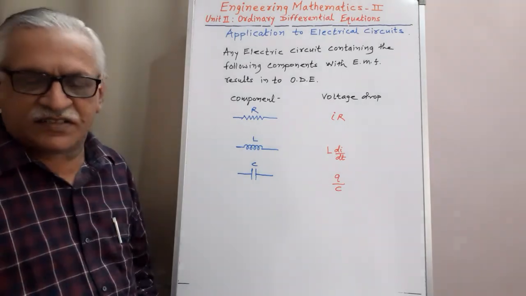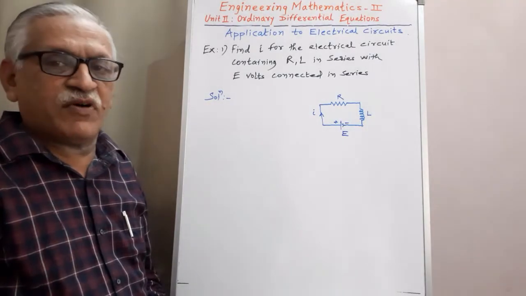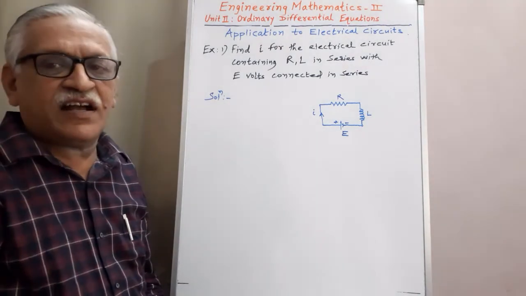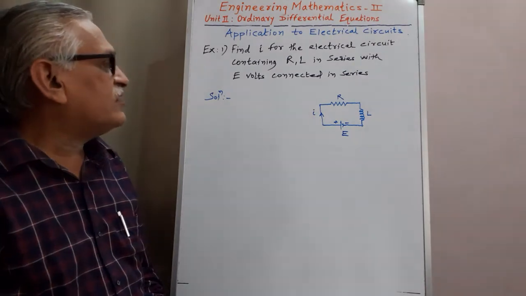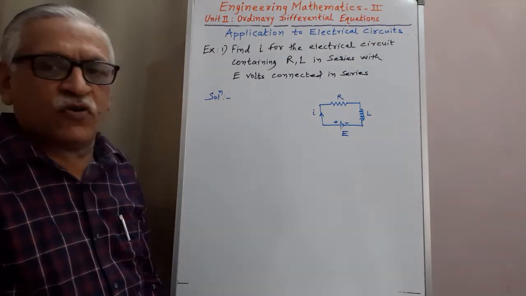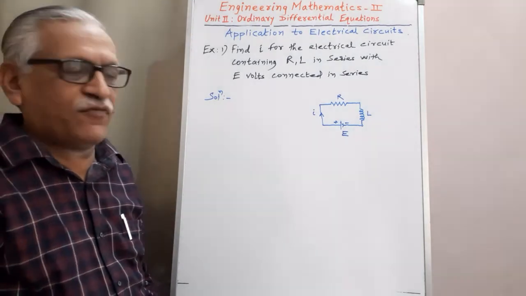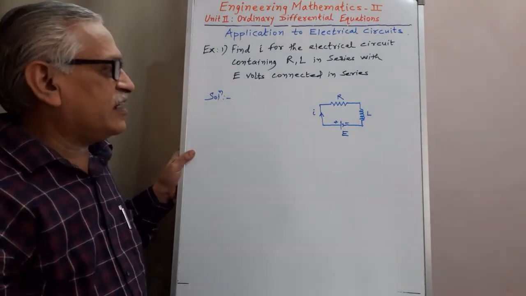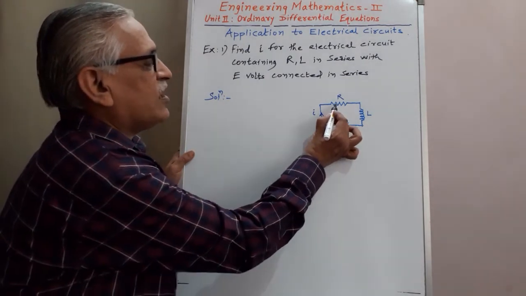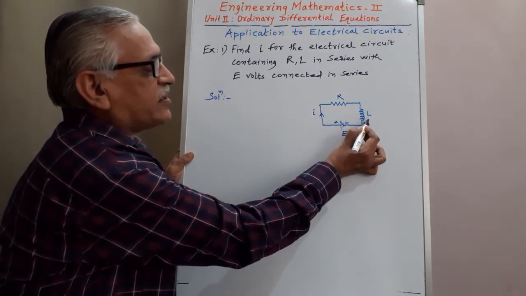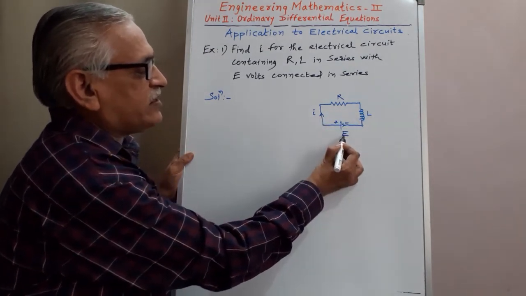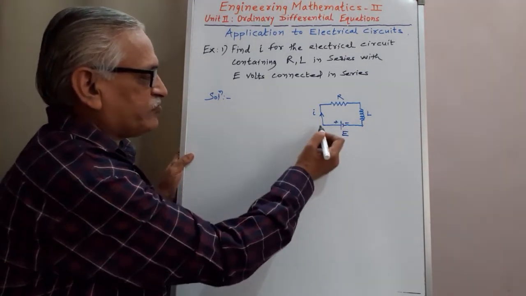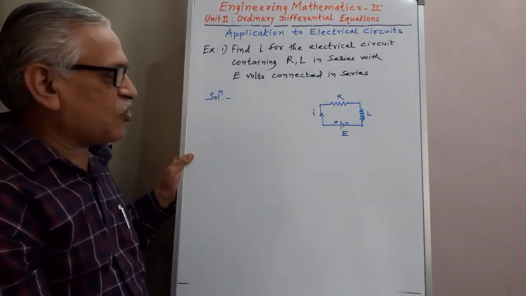After knowing all these voltage drops, we try to solve some problems on application to electrical circuit. Example number 1: find current I for the electrical circuit containing R and L in series with a battery of E volts connected in series. The first step is to draw the electrical circuit containing a resistance and inductance connected in series: R resistance, L inductance, connected by a battery of E volts, and the current flowing through that circuit is small i.